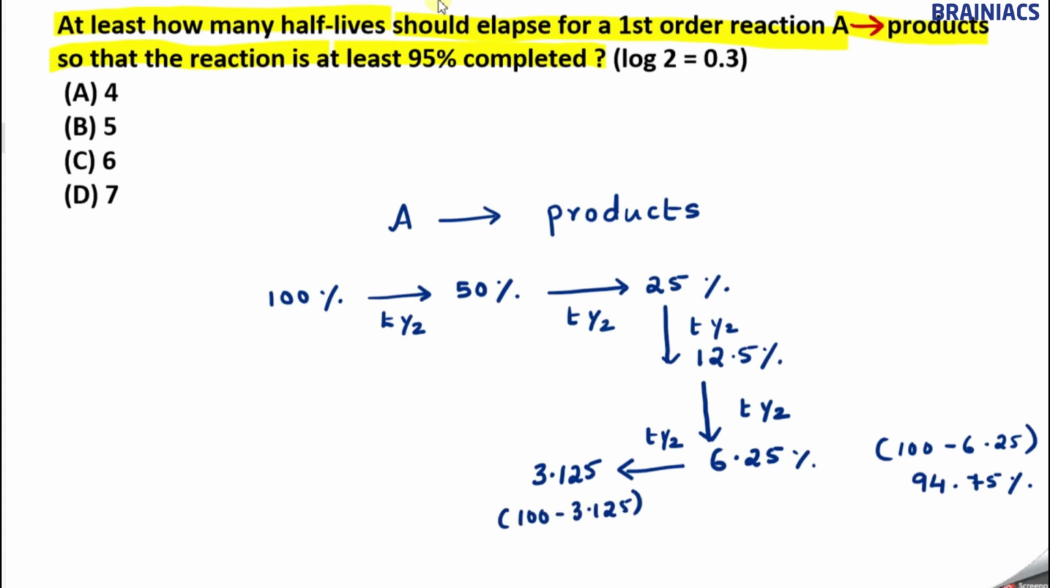So how many t half has it taken? 1, 2, then 3, then 4, then 5. So after 5 t half, from the initial concentration of 100% of the reactants, only 3.125 percent of the reactant is remaining. That is, 95 percent of the reactant has undergone reaction and the reaction is completed. For that, minimum how many t half is utilized? 5 t half is utilized. So the answer is 5.